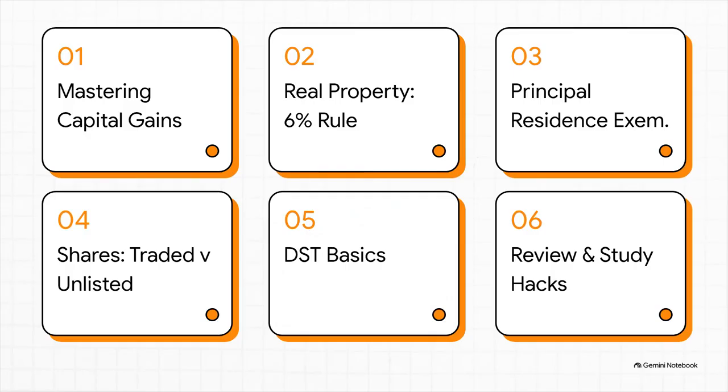All right, here's the mental schema we're building today. 1. Mastering LCPA capital gains. 2. Real property, the 6% rule. 3. The Principal Residence Exemption. 4. Taxing shares, traded versus unlisted. 5. DST basics. And 6. Bullet review and study hacks.